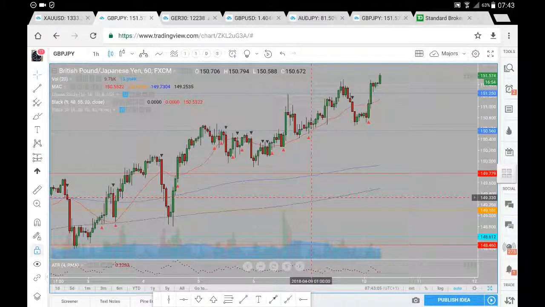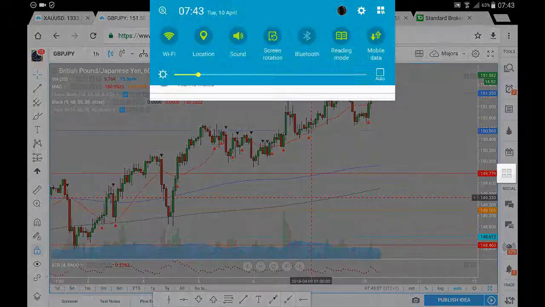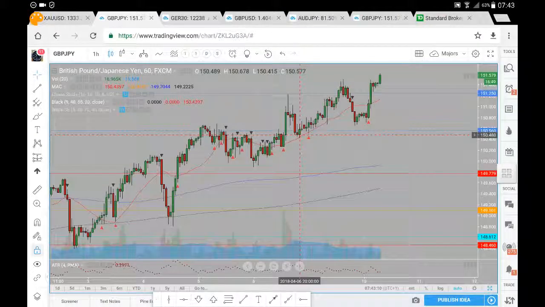So this is the pound yen analysis for Tuesday, the 10th of April. Now let's have a look at the price, where price may likely go. So here on the pound yen, we are seeing this continued recovery.